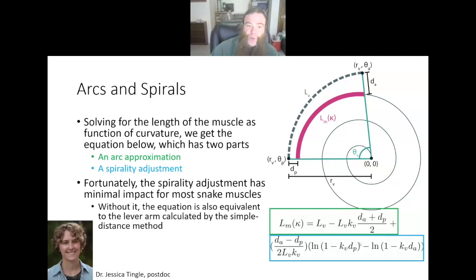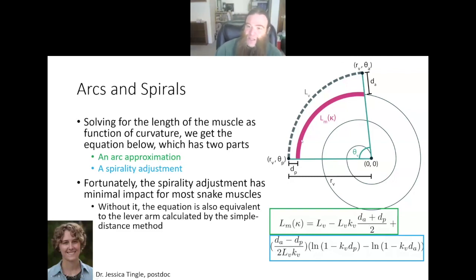And then down here in blue is what we call the spirality adjustment. This is the adjustment to the length that you have to make to account for the fact that dA and dP are different. For most snake muscles, this spirality adjustment is trivial. It adds less than 1 or 2% to the muscle length, or changes it by less than a couple of percent. So we can get away with ignoring it, and if you ignore it, it simplifies down to our simple distance approach, where it's based on the average distance in a particular plane.